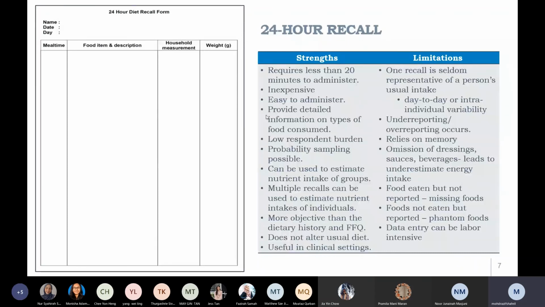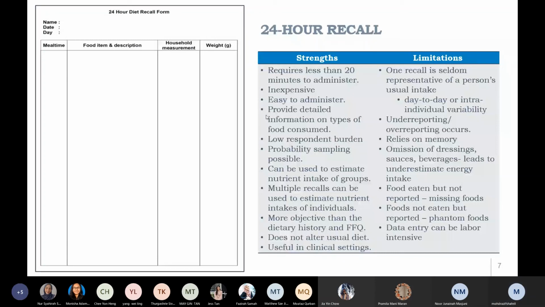So if we want to increase the accuracy of estimation, we can use multiple recalls. Because if we just measure one day of 24-hour diet recall, it won't be that accurate, because our diet varies day by day. So we usually use 3 days diet recall, 7 days diet recall, okay, 14 days diet recall, to increase the estimation of nutrient intake assessment of individuals.